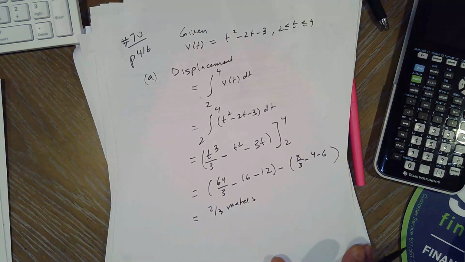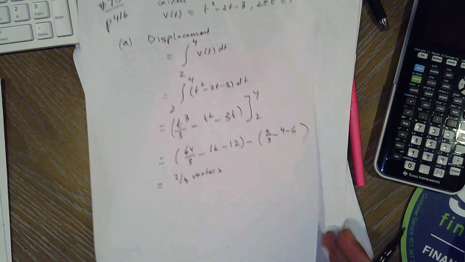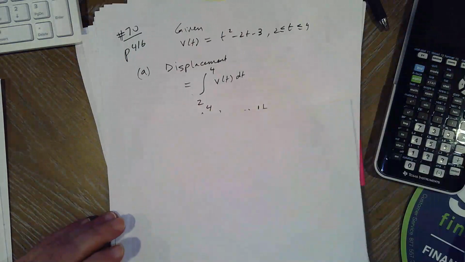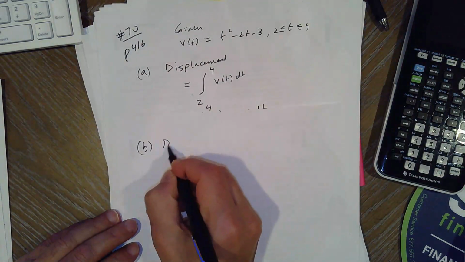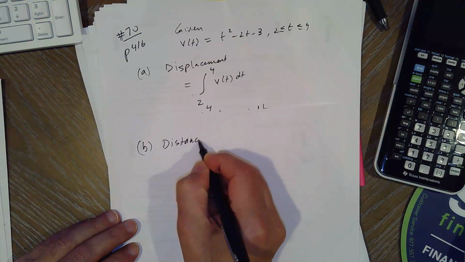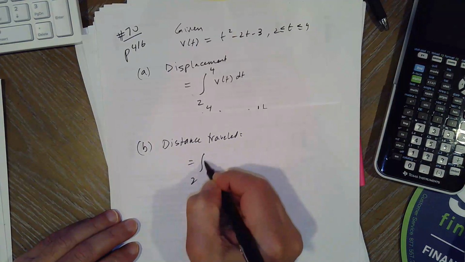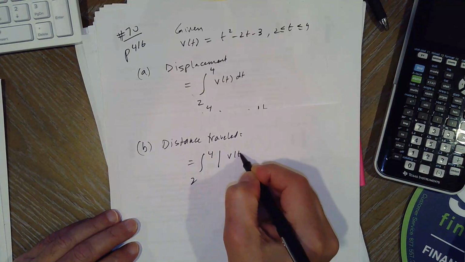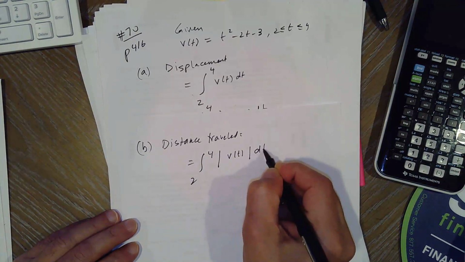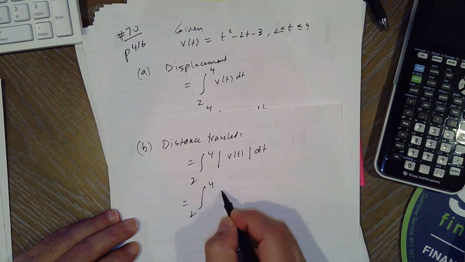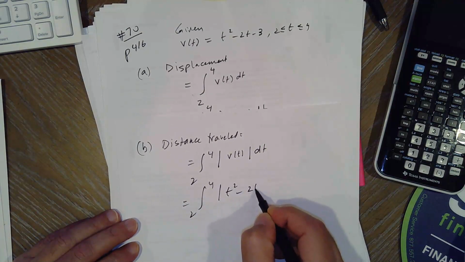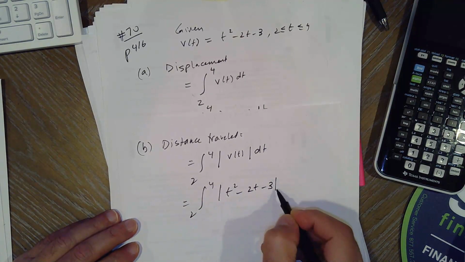So then we want the distance traveled. That's when you have to do absolute value. So the distance traveled by the object is the integral from 2 to 4 of the absolute value of v of t dt, so the integral from 2 to 4 of the absolute value of t squared minus 2t minus 3 dt.